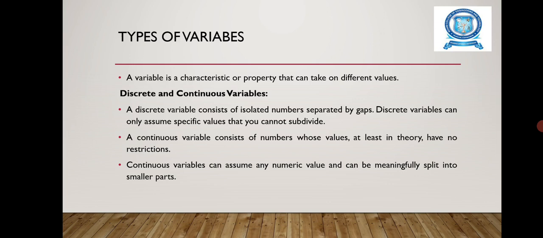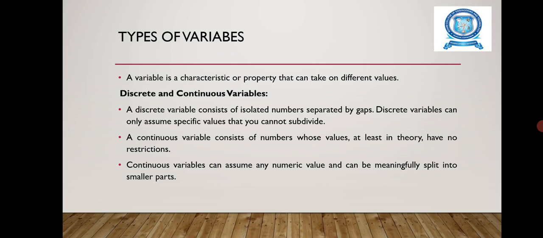So a continuous variable consists of numbers whose values have no restriction, and they may assume any numeric value and can be meaningfully split into smaller parts. They have valid fractional and decimal values. Examples of continuous variables include the weight, height, length, time, and temperature.